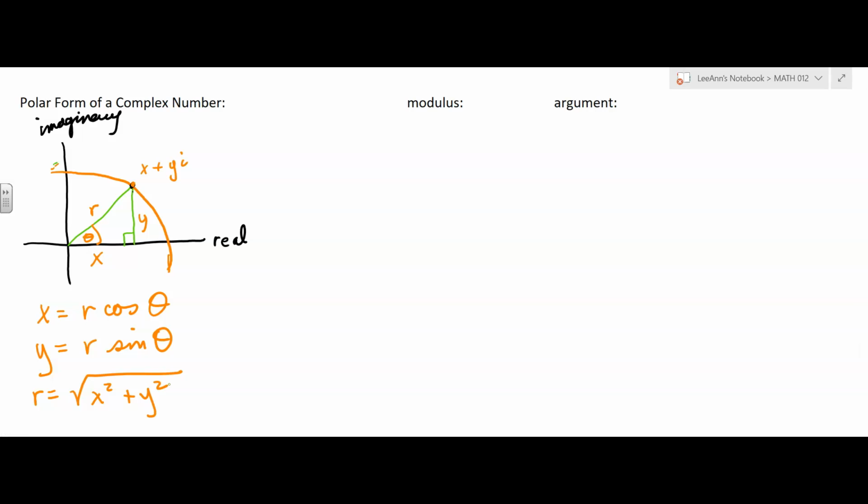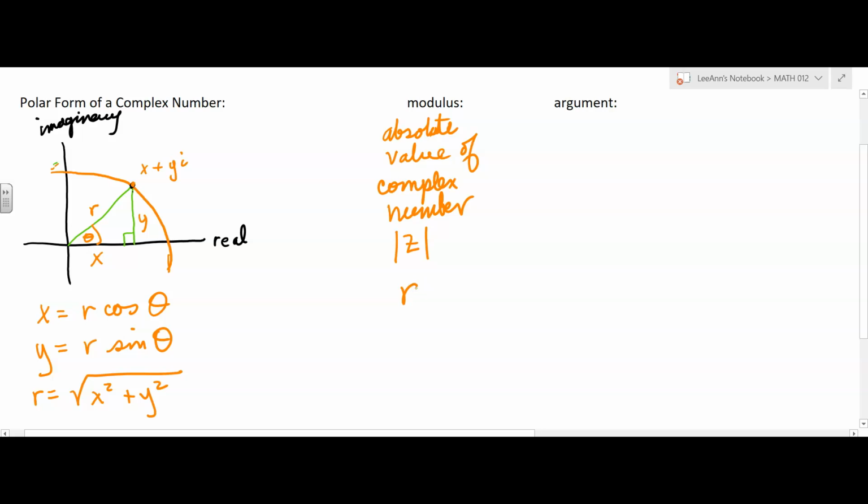Okay? The modulus is going to be the absolute value of the complex number. So that's going to be the absolute value of z, but that's going to be r. So you could replace the absolute value of z with r. All right. Now we want to go to that form that we had.